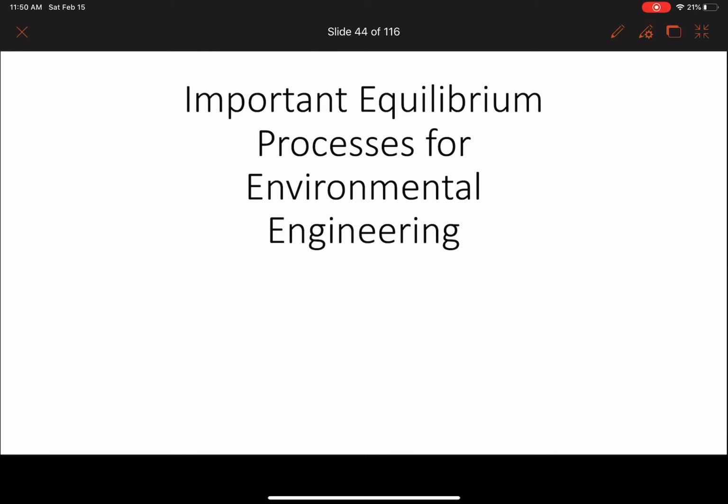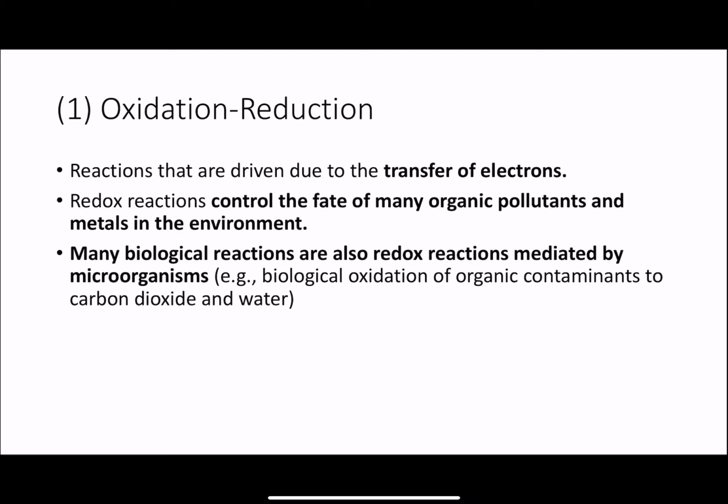Let's look at this section of chapter number 3. What are the important equilibrium processes for environmental engineering to know? The first parameter is oxidation reduction. What is the meaning of oxidation reduction? It's a transfer of the electrons.